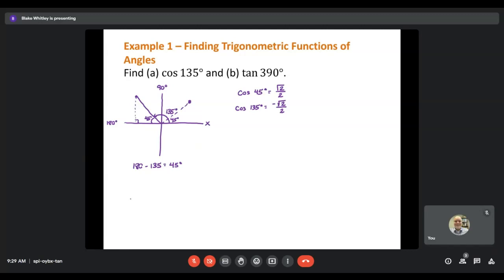So in general, we just want to sketch our angle. We want to figure out then what that new triangle looks like in whichever quadrant we've moved to. And then from there, we can figure out, is it going to be positive or negative based off of the chart that we just saw that tells us which trig functions are positive and negative in which quadrants.